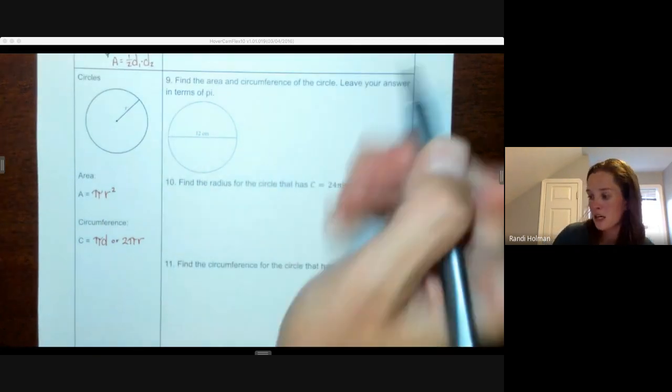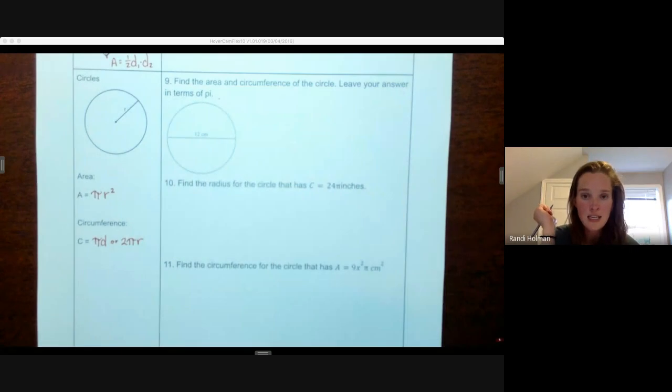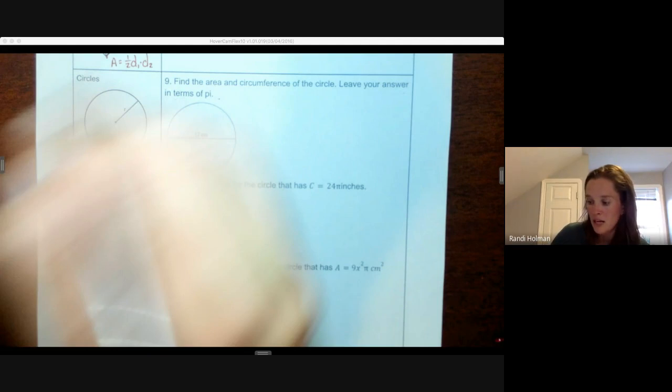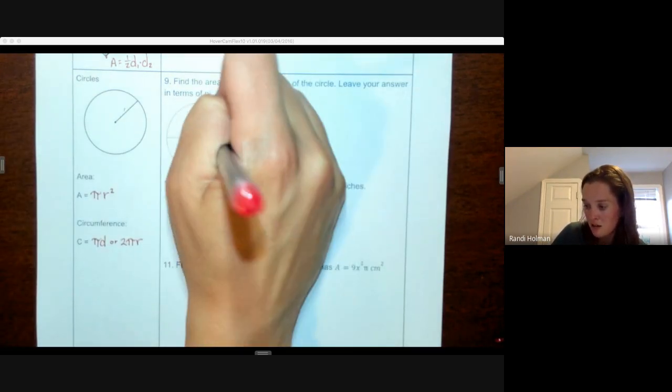What this part here means, leave your answers in terms of pi, is that we're going to give an exact answer. Anytime we utilize pi, we're going to end up with some sort of decimal that we'll have to round, since pi is irrational. By leaving pi as part of our answer, we can avoid having to round a lot of times. So here our diameter is 12, which means that our radius is half of that.